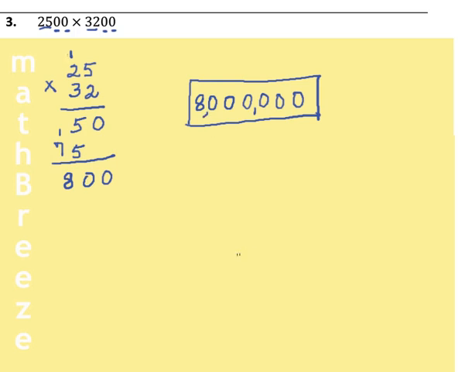$8 million. In number 4, we have a division. So we're going to divide 2,405 by 37. So let's rewrite this the following way. 37 divided into 2,405.